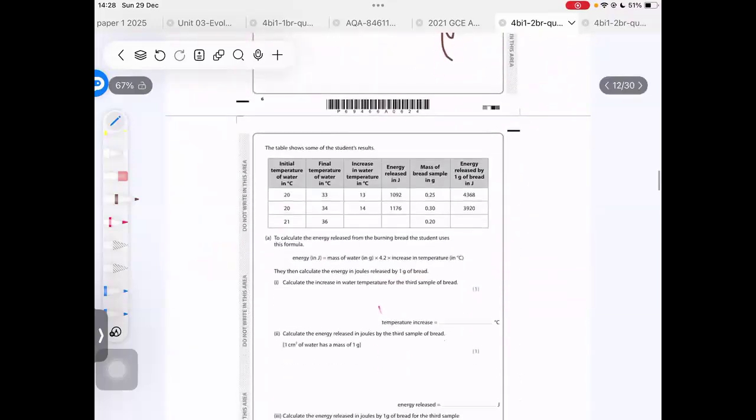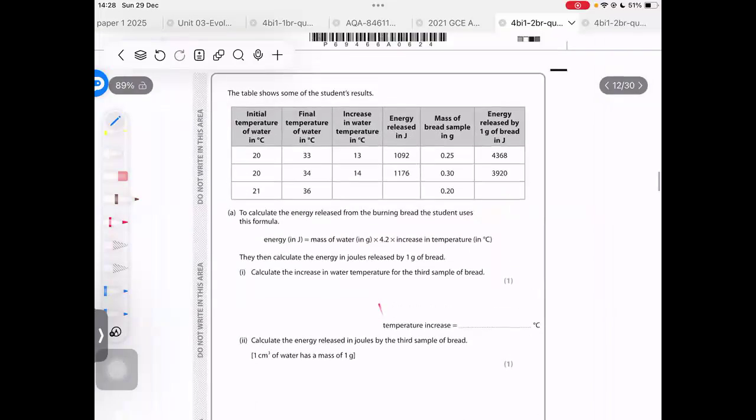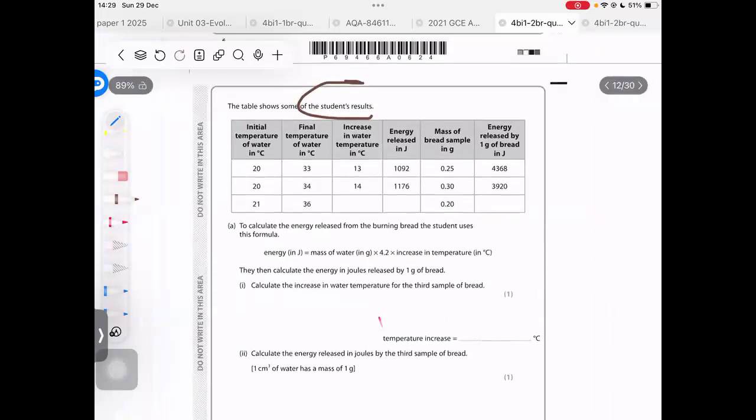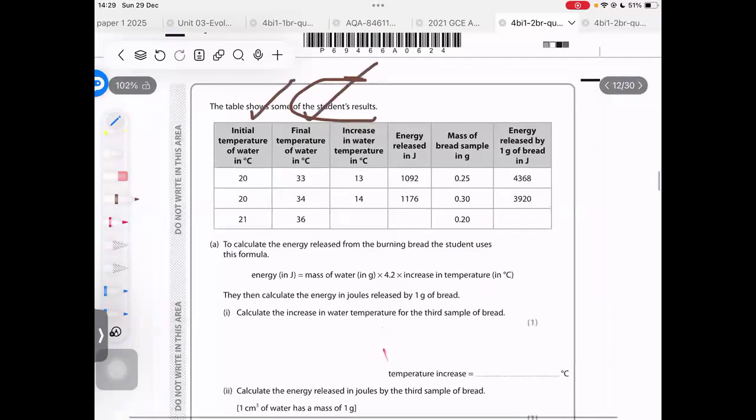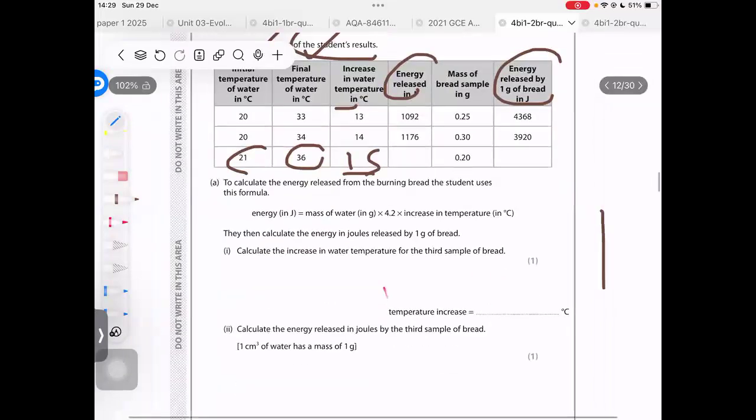So they have done an experiment like this. Let's see what are the questions that they're asking. Here you can see the table shows some of the students' results. Okay, so here they have given us the initial temperature, final temperature, and the change in temperature. What is the change in temperature over here? That will be 15 degrees Celsius. Final subtract the initial. And energy released in joules and energy released by 1 gram. Let's find it out when we are doing the questions.